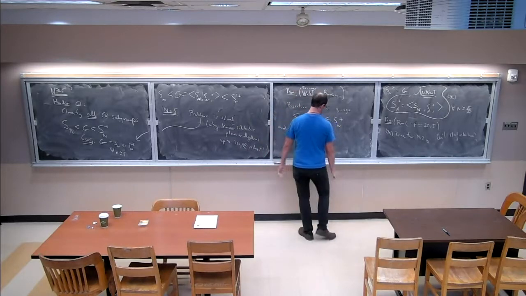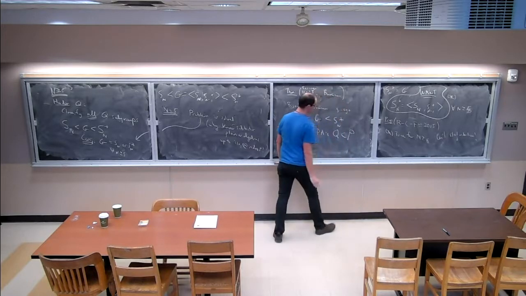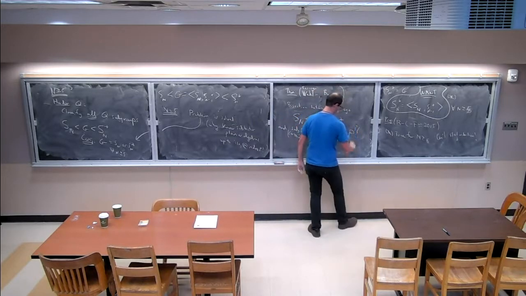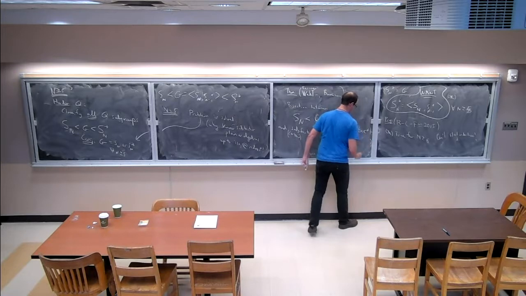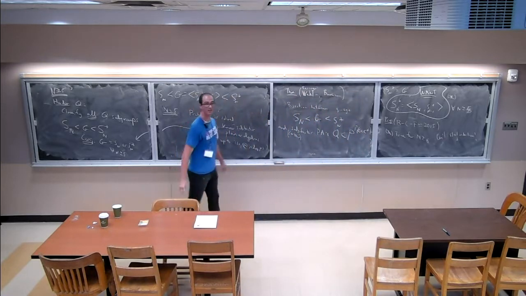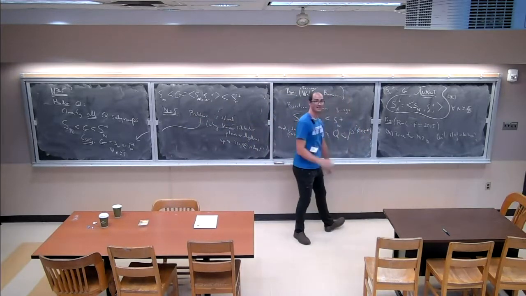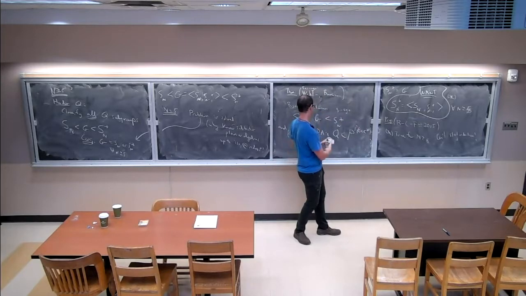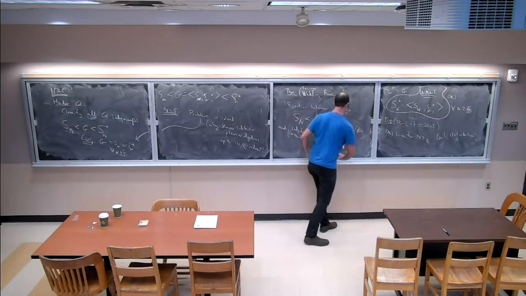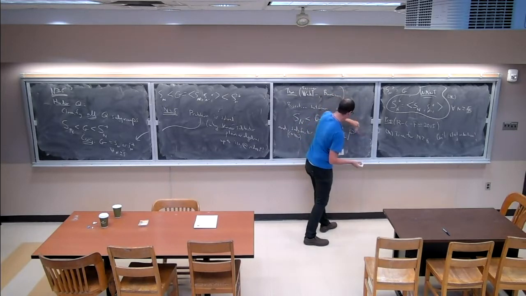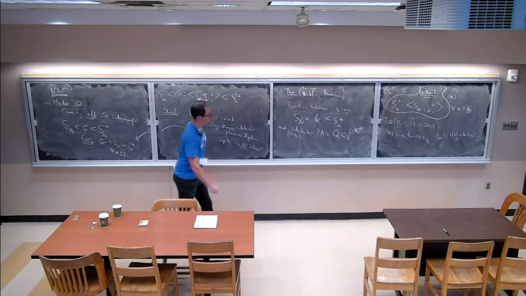Certain subfactor planar algebras Q sitting inside of the graph planar algebra associated to the Bratteli diagram of the Markov inclusion of a scalar C inside of C to the N. That's the Bisch-Jones algebra. It's a graph planar algebra associated with this.